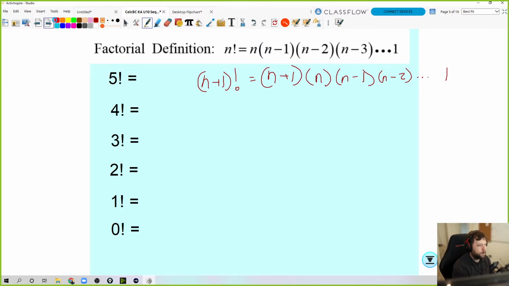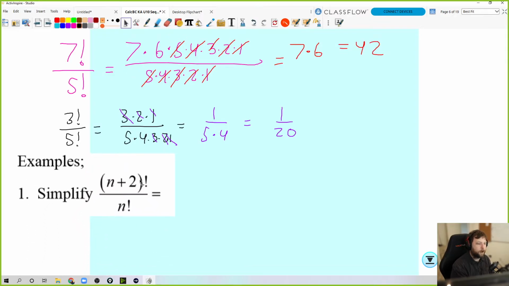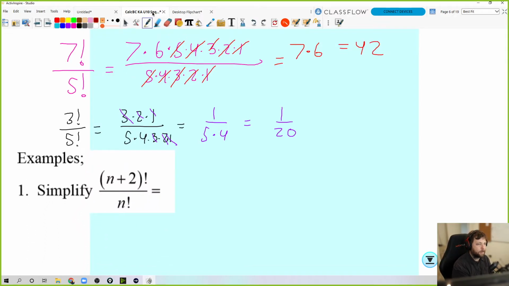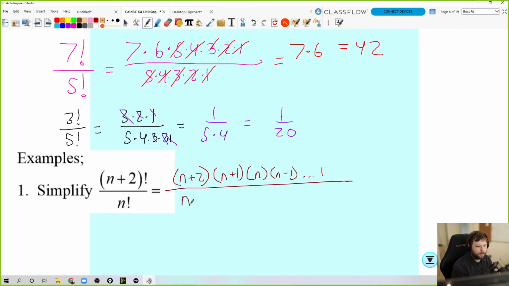Now, why is that important? Because I might give you a problem like this. Let's say I wanted to simplify this. And yes, this will come up when we talk about ratio tests later. How do I simplify this? Well, let's write out n plus 2 factorial. It'd be n plus 2 times n plus 1 times n times n minus 1, dot, dot, dot, down to 1. n factorial is going to be n times n minus 1 times n minus 2, dot, dot, dot, down to 1. So I expand those out.